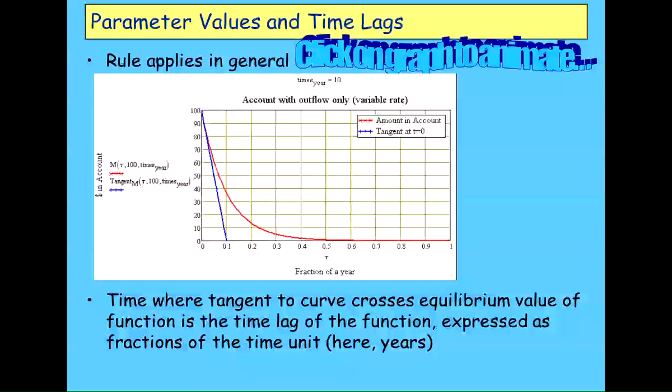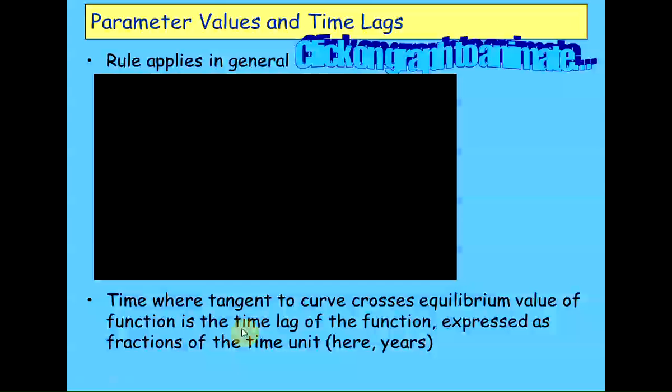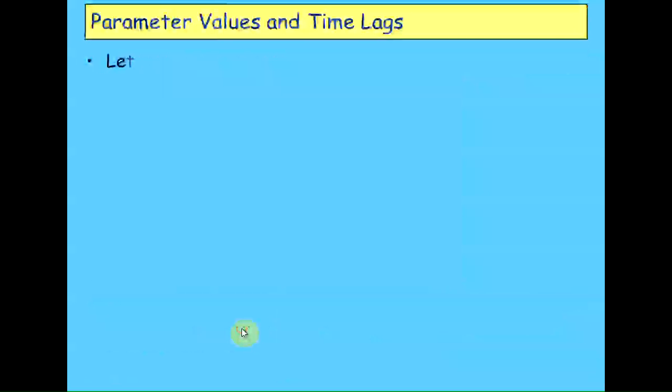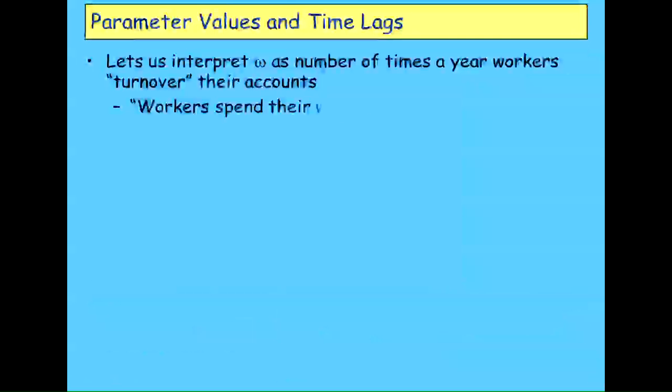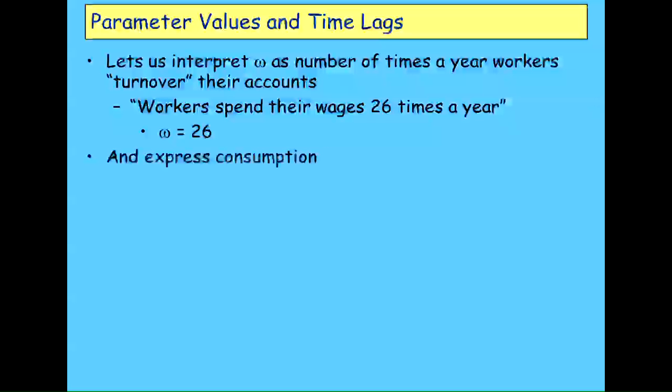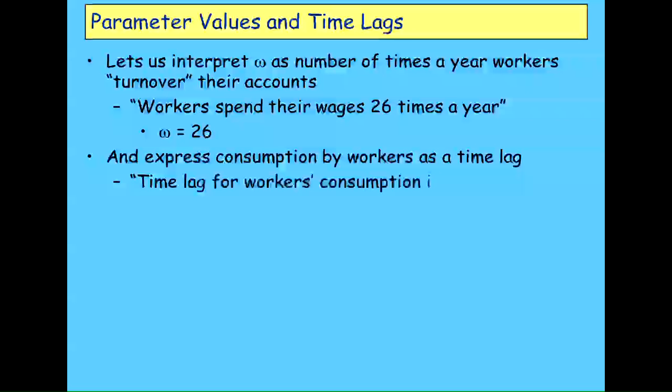Okay, that's the basic idea behind it. Now, I'm going to use that as saying workers consume their wages 26 times a year, or spend their wages 26 times a year. Therefore, as a fraction of a year, the time lag or the time constant for the consumption is 2 weeks, or 1/26th of a year.